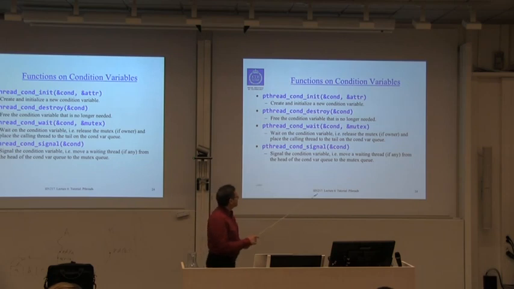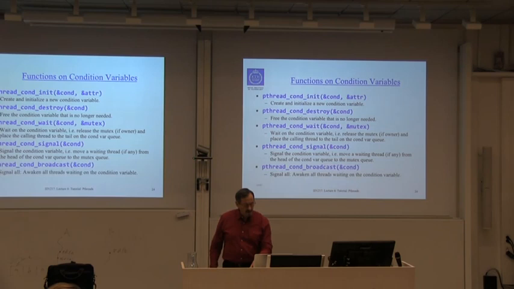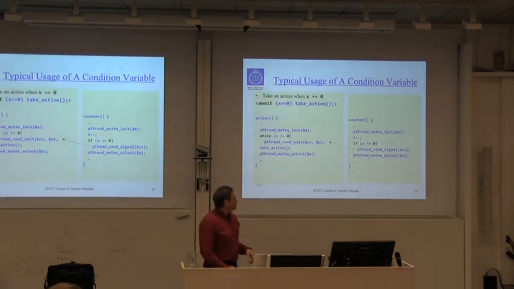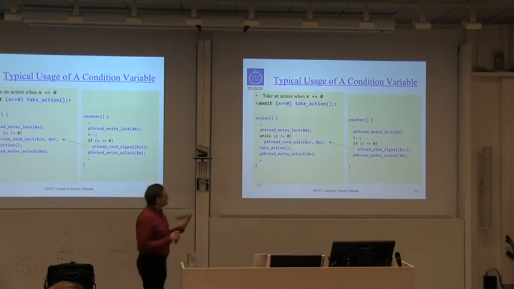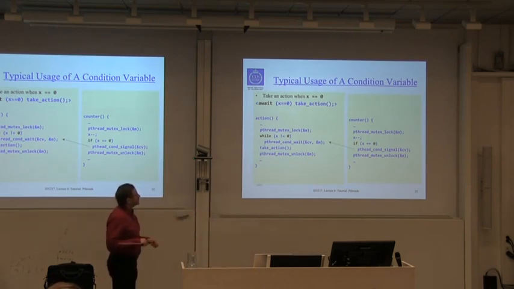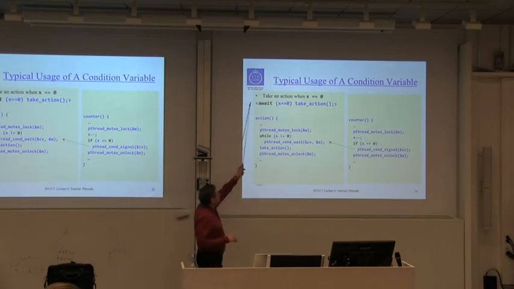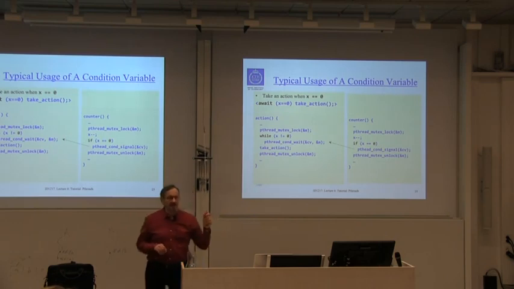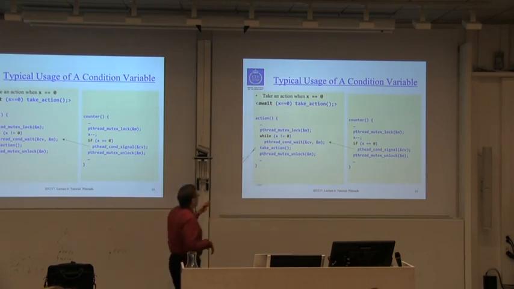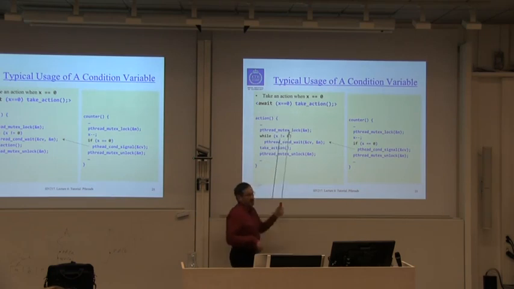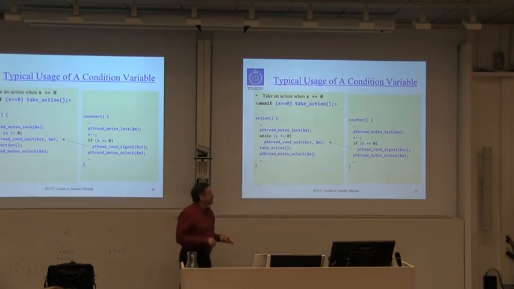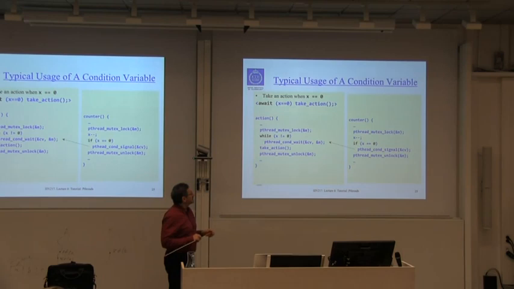Signal specifies which condition variable to signal. And broadcast is like signal to all. Typical usage is illustrated by this pseudo application. Imagine that we need to implement something like this. You remember the wait statement, hypothetical, that describes synchronization. You wait when x is equal to 0, take some action. It's like a conditional: take action when x is 0. And that's the action here.